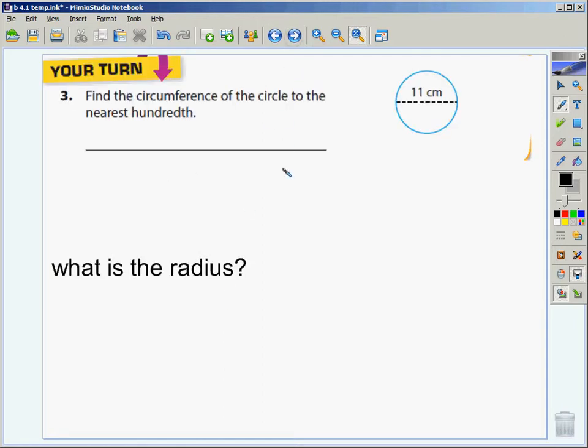So in your packet, you're going to find one that says your turn number 3. First person to find it, shout out the page number. Page 100. This one simply asked me to find the circumference of the circle to the nearest hundredth. Circumference. Which formula would I want to use this time? Would I want to use 2 pi r? Or would I want to use pi d?